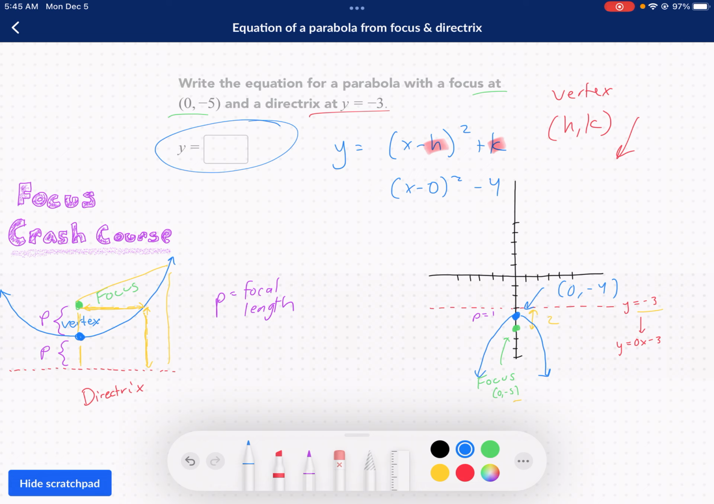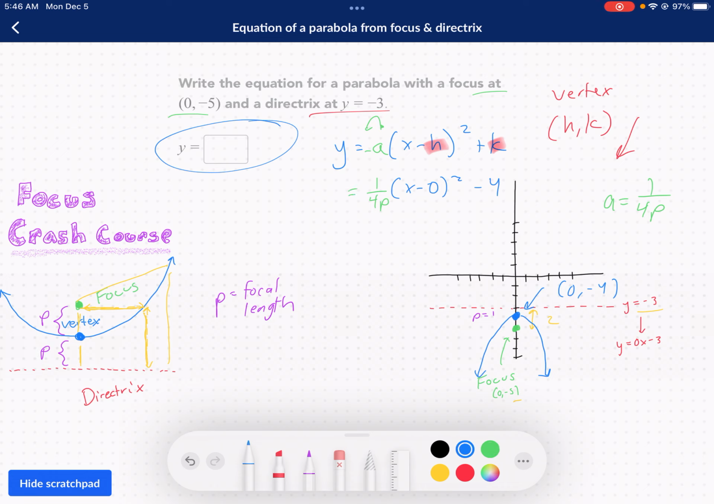Now, here's the one wrinkle. The one modification we have for focus form is that normally there's a value A in front that affects the stretch or whether it opens up or down. If A is negative, it opens down. So in this case, we know we need a negative A. But for the focus, we know that it has a special relationship, which is 1 over 4p. So A equals 1 over 4p. It has that relationship where 1 over 4 times the focal length will be equal to A.